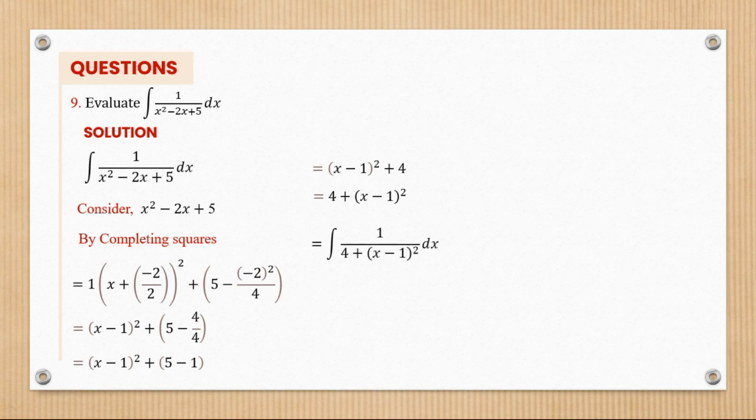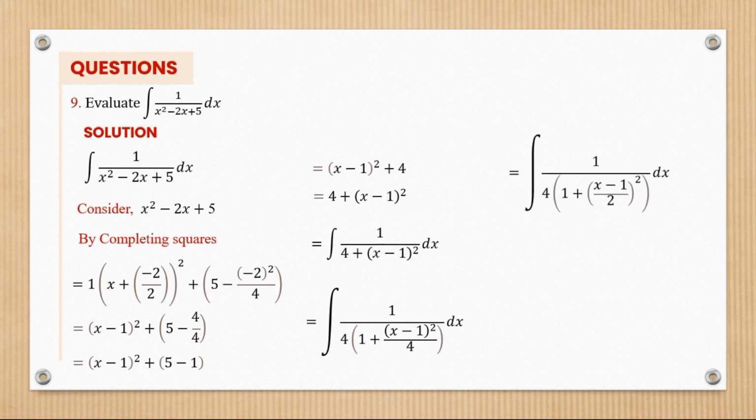So now I'll have the integral of 1 over 4 plus bracket x minus 1, then square that bracket dx. So now I'll have 1 over 4 into 1 plus x minus 1 squared over 4. Now remember that 4 is actually the same as 2 squared, so I'll have x minus 1 over 2, then square everything right there. And then this is what I have. So now we can say by tan substitution, we can let this value right here, x minus 1 over 2, be equal to tan theta.